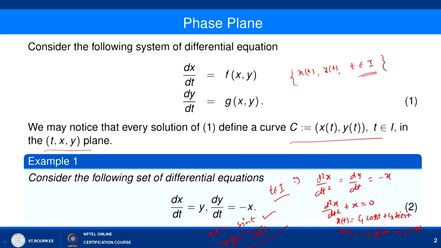So, we can find the solution of dx/dt equal to y and dy/dt equal to minus x as follows. We can simply say that d2x/dt squared is equal to dy/dt, and this is nothing but minus x from the second equation. So, we can write d2x/dt squared plus x equal to 0, and we can find the solution x(t) equal to c1 cos t plus c2 sin t, and y is nothing but dx/dt. So, y can be written as minus c1 sin t plus c2 cos t. Now, this represents the general solution of this system of differential equations.